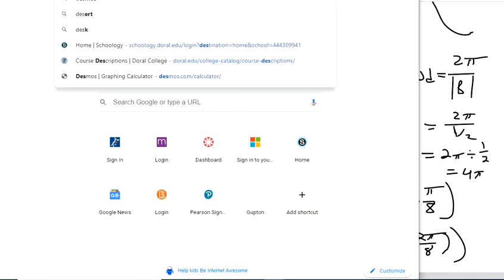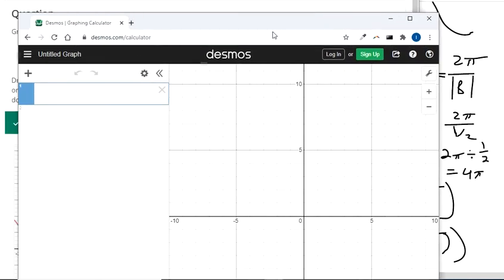And in case you haven't seen it in other videos, just a reminder, this website's great for getting an idea of what the graph should look like. Okay, desmos.com/calculator.